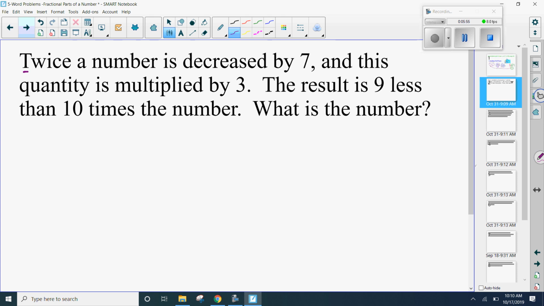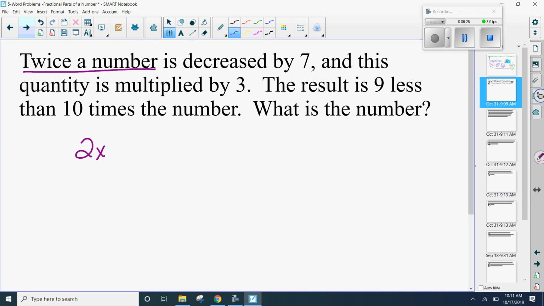The first thing says twice a number. How do we show twice a number? 2 times x. X squared, they would say a number squared. Okay. So twice means, if I just say, what's twice your age? How do you calculate it? Do you take 15 and square it and say you're 225, or you take it times 2? You take it times 2. So twice a number means 2x.